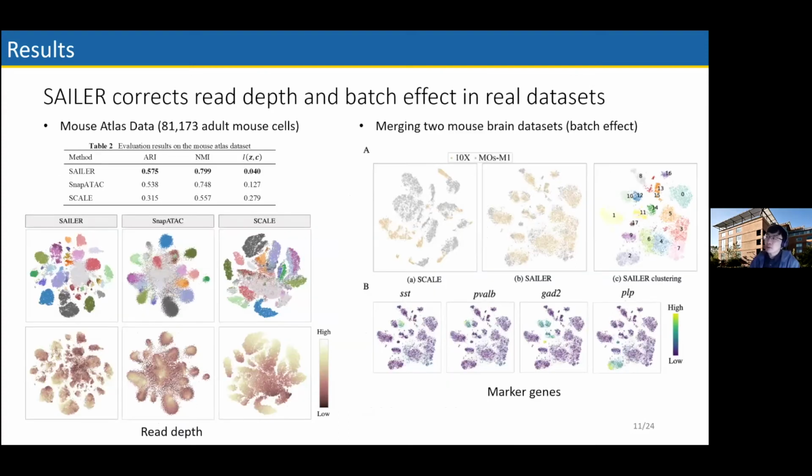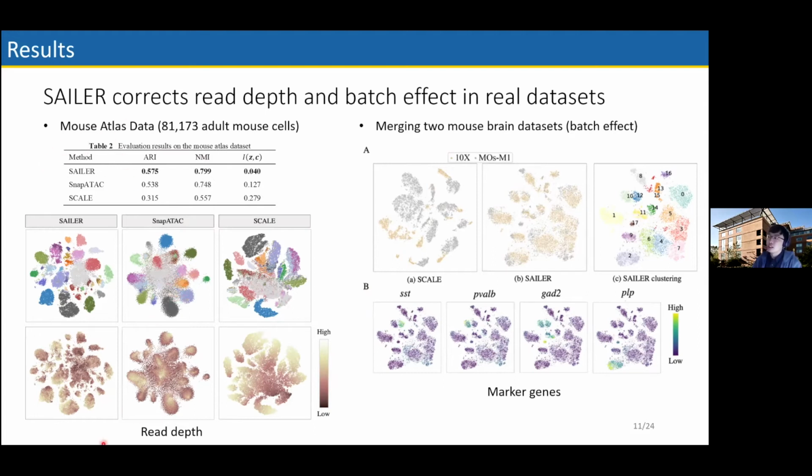We also experimented on real datasets. We tested on the Mouse Atlas dataset. It contains over 80,000 cells and 40 cell types. And this dataset has been previously used in a benchmark paper for all previously proposed single-cell ATAC-seq computational methods. SnapATAC is one of the leading methods, and the only method that could finish processing this dataset in around 11 hours.